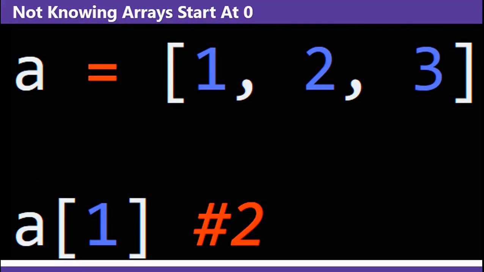Most beginners don't know that arrays start at 0. The English language, or whatever your native language is, if it's not English, messes with your brain on this one. You say the word first and see the number 1 in your mind's eye. But in most languages, the first element of an array is the 0th element.